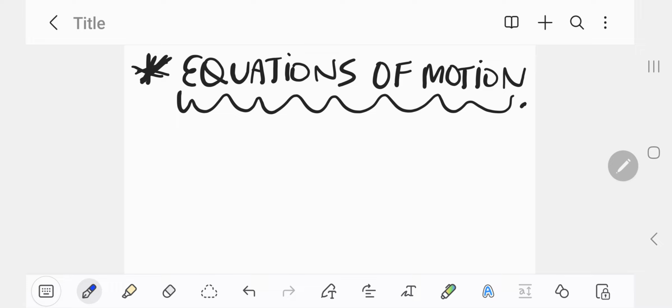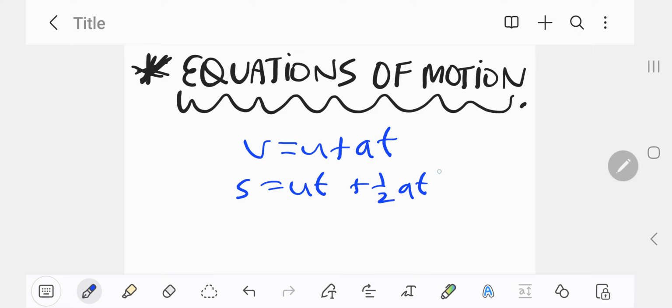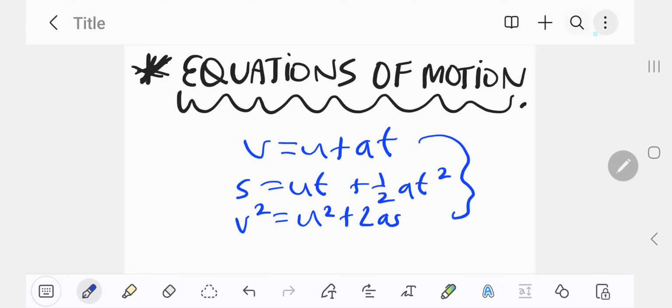This is video number 3 for Year 10 Science, looking at motion. Continuing on from the previous video on equations of motion, I introduced these equations here. V equals u plus at, S equals ut plus a half at squared, and v squared is u squared plus 2as. These are your main equations of motion. You need to get comfy with these, know how to use them.